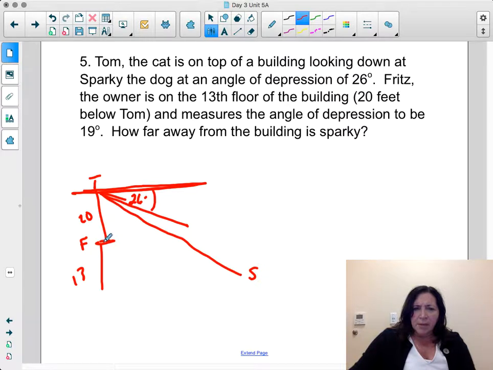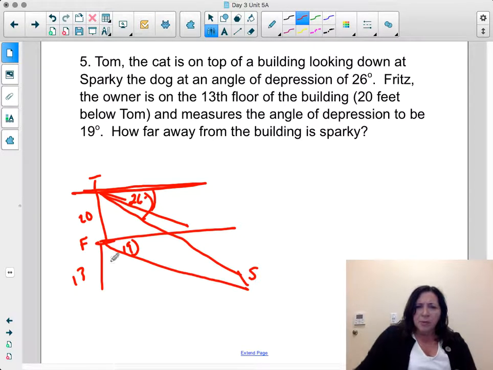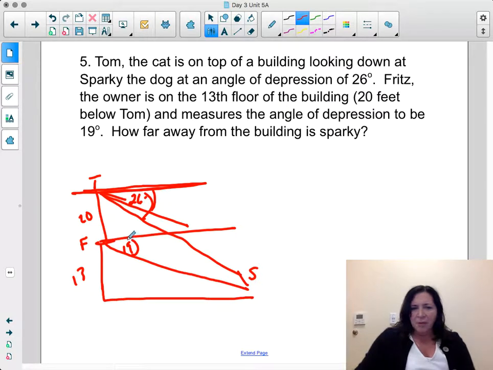And Tom measures, or Fritz measures the angle of depression here to be 19. So this value here is 26. This value is 19. How far away is the building from Sparky? So now this is actually a little bit of a tricky problem because it has a couple of drawings in here. And yes, I know my drawing's a little messy, but that's 19, that's 19.